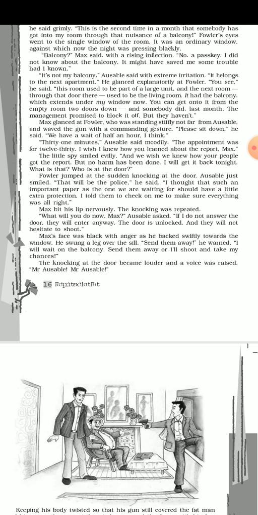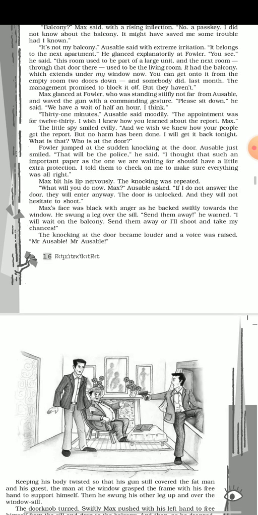See what happens next. "What will you do now, Max?" Ozable asked. Ozable asked Max that I have called police, what will you do now? "So if I do not answer the door, they will enter anyway. The door is unlocked and they will not hesitate to shoot." So Ozable here threatens Max. Ozable, who was sitting on the chair, threatens Max that if I do not open the door, because the door is already unlocked, the policeman will easily come in and they will not hesitate to shoot you. The policeman will not hesitate to shoot Max because Max is a suspect in this case.